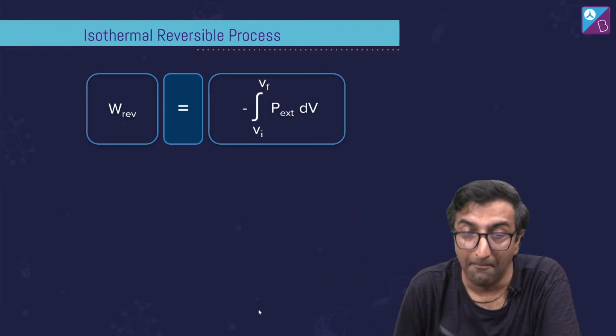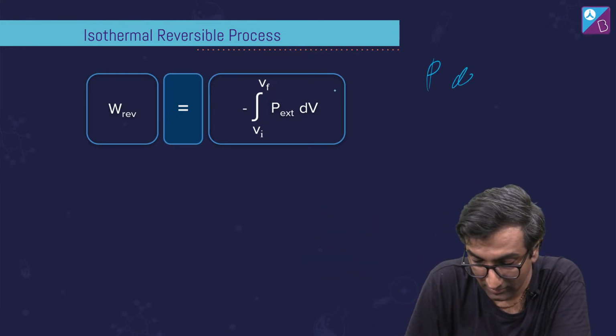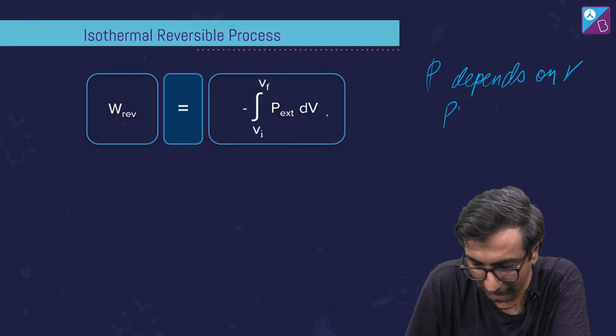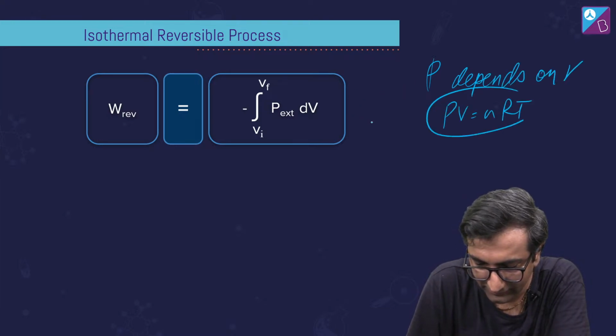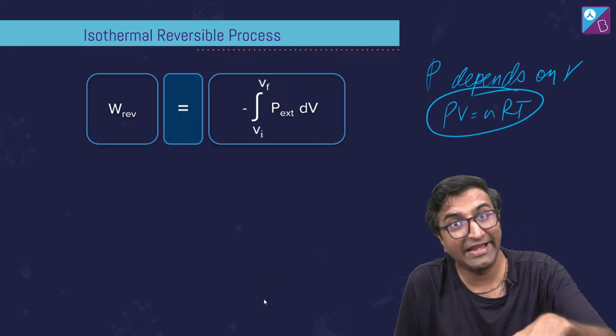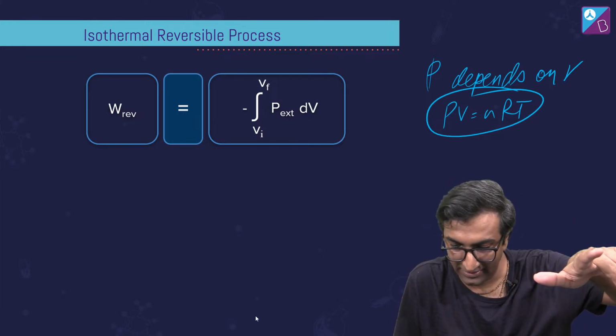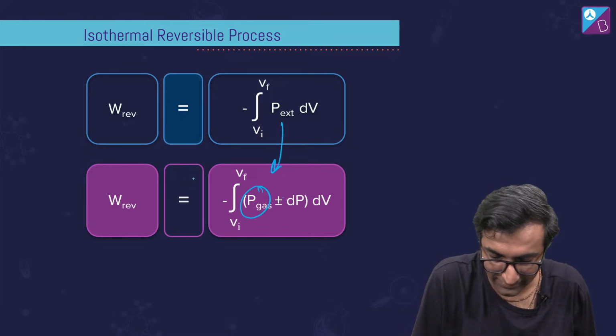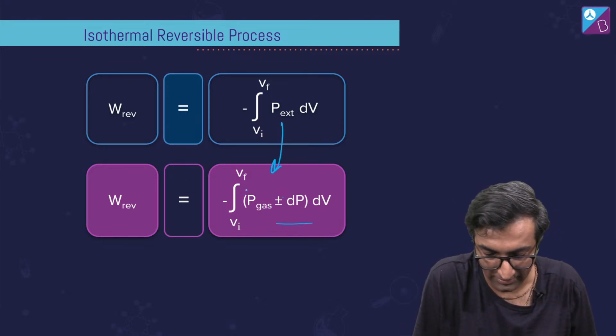Same expression, but now P depends on V. How? PV equal to nRT, right? They're gases, non-reacting gases. So we can't take it outside the integral. So we got to keep it in there, okay? Because what is this? Is it P external? It's P gas plus dP. That's the actual formula, right?